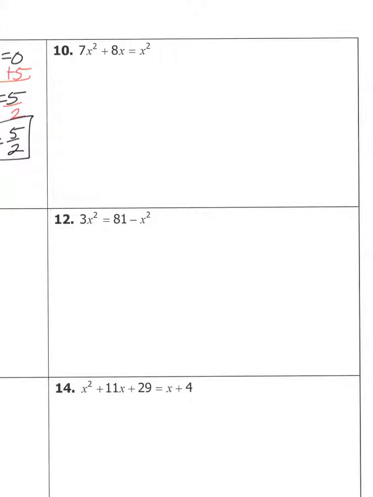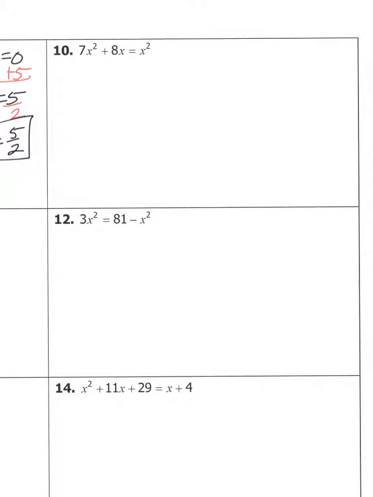All right, so be careful with number 10. Remember, we want 0 on one side. You cannot take out a greatest common factor. I know they all have an x in common, but you cannot take out a greatest common factor until you've moved everything over to one side and you have one side equal to 0. So your first goal is to move things.